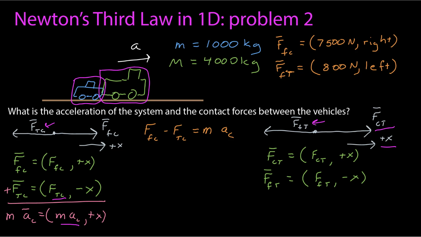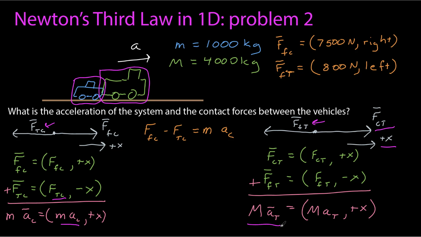Write out what those vectors are. Contact force of the car on the truck has some magnitude in the positive x. The force of friction on the truck has some magnitude in the negative x direction. The vector sum of those forces is equal to the mass of the truck, which I've indicated by capital M, times the acceleration of the truck, which I've identified with the subscript t. It's a vector. It has a magnitude of the mass times the magnitude of the acceleration, and from this I can extract a scalar relationship using my notation for one-dimensional vectors.